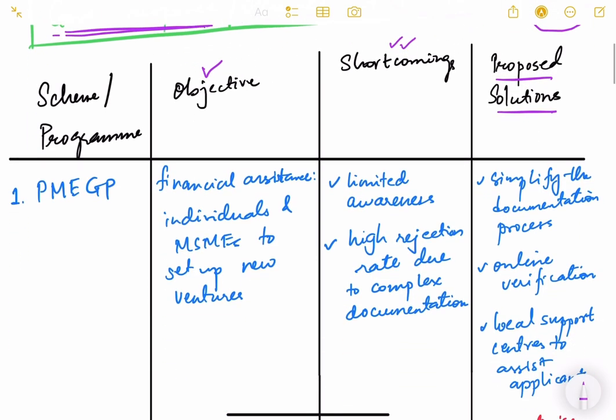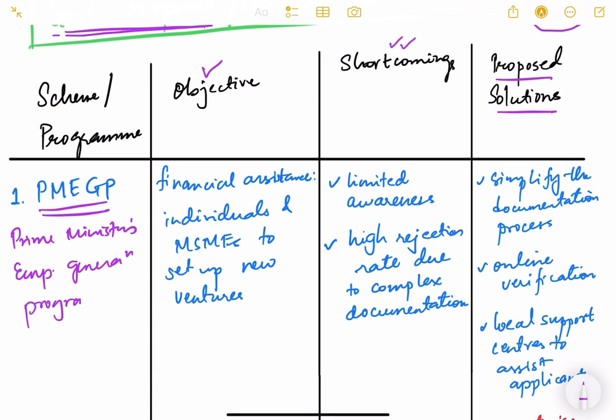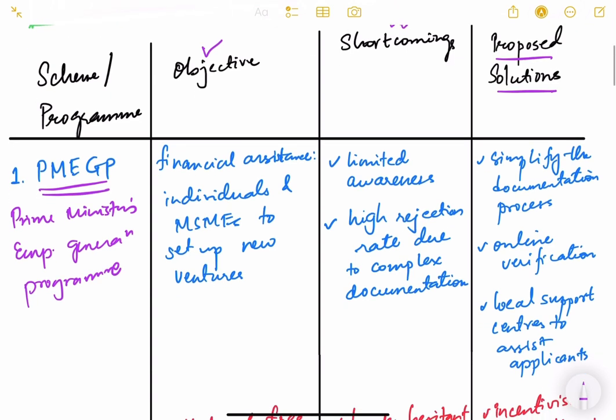The first scheme that we are going to see here is the PMEGP. This scheme is basically the Prime Minister's Employment Generation Program. The objective of this scheme is to provide financial assistance to individuals and to MSMEs to set up new ventures.